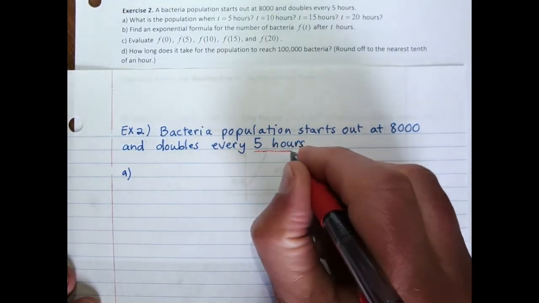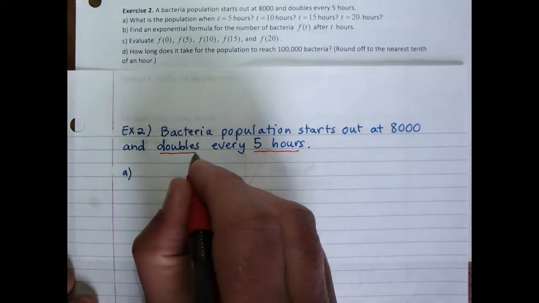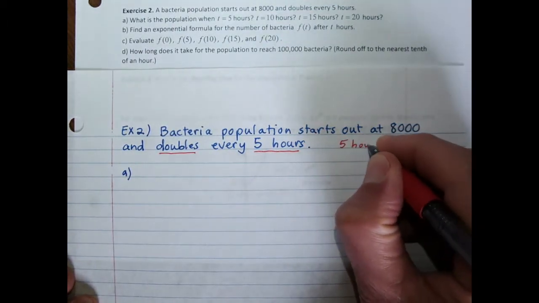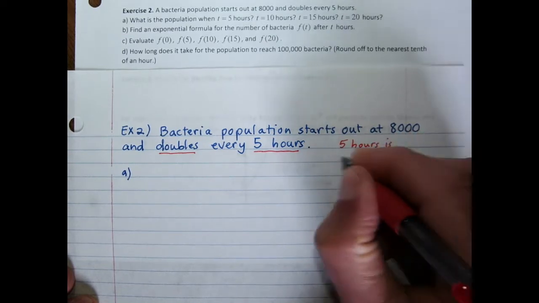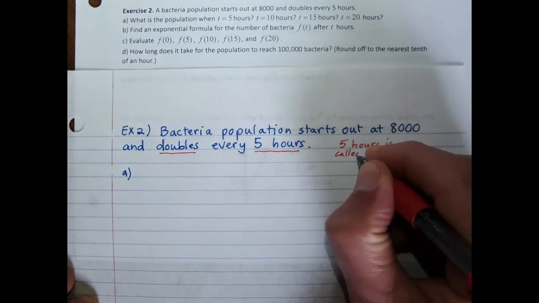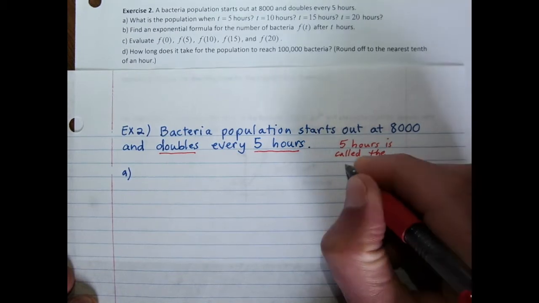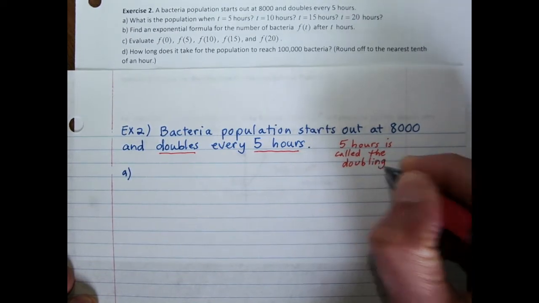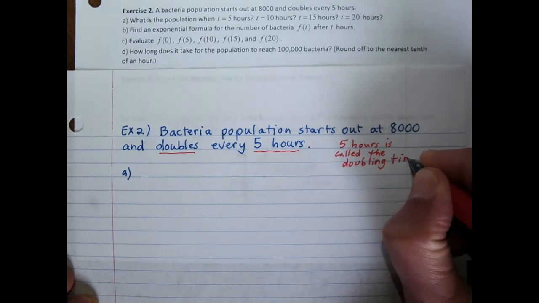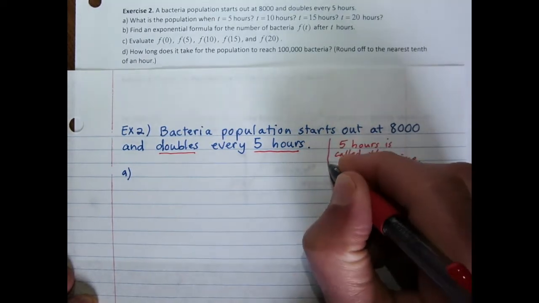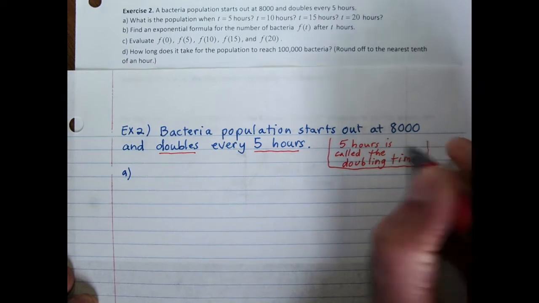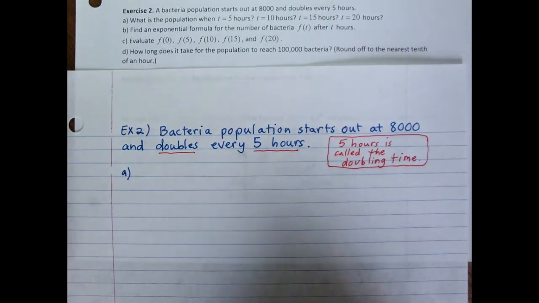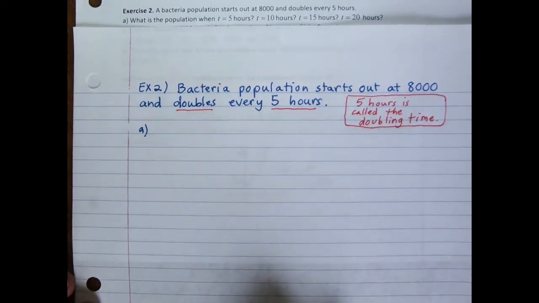This 5 hours, doubling every 5 hours, is called the doubling time. Every exponential growth situation is going to have a doubling time, similar to what we're going to see in this example. So let's do part A.